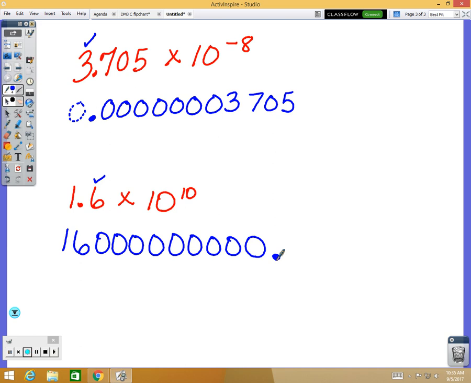So when we go back through and count over 3, comma, count over 3, comma, count over 3, comma, this number is 16 billion. This would be million here. This would be billion. Million, billion, trillion. Trillion would be next over. Okay, so do you feel okay with being able to finish the back of your assignment now? All right.